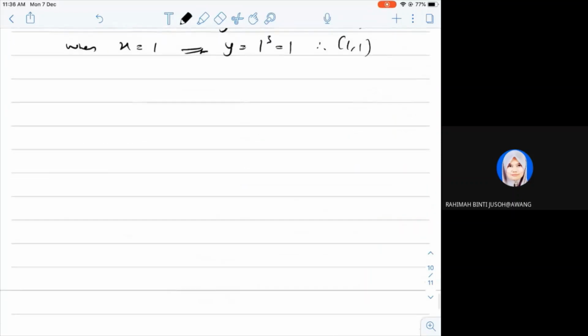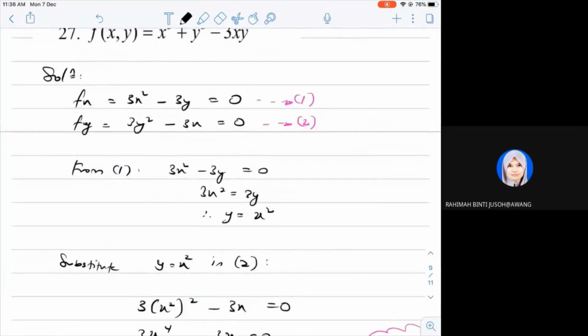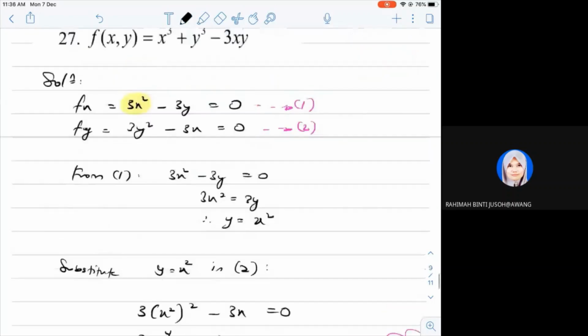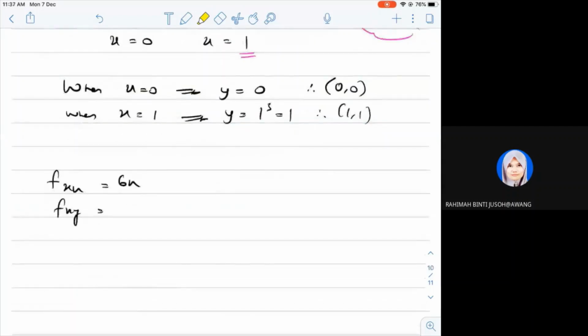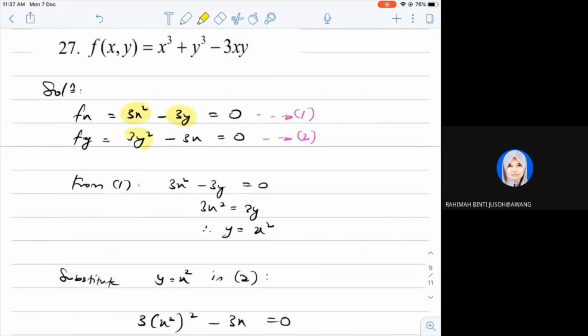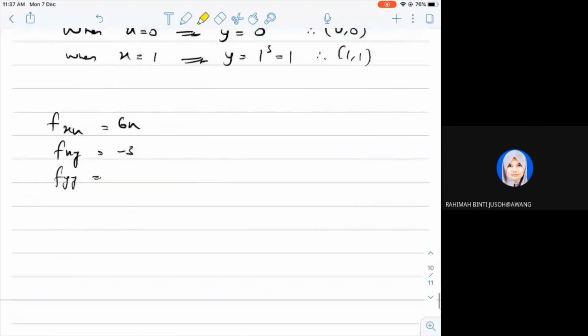Okay, next we need to find fxx. To find fxx, we differentiate once more. fx is 3x squared, so we will get 6x. To find fxy, differentiate 3y, and we will get negative 3. So put negative 3, and then find fyy. Fyy, what should we refer to? We should refer to fy. So differentiate this with respect to y again, and we will get 6y.